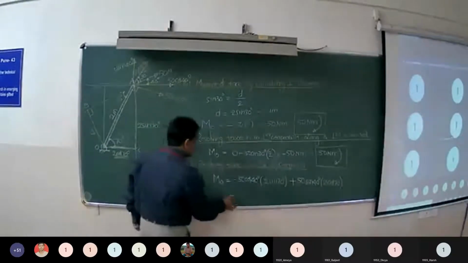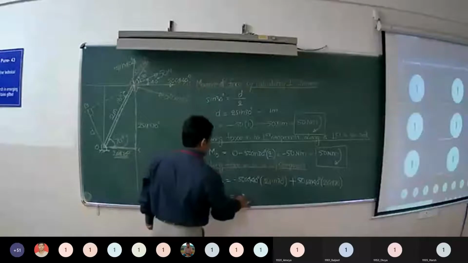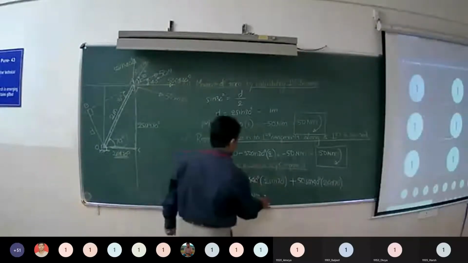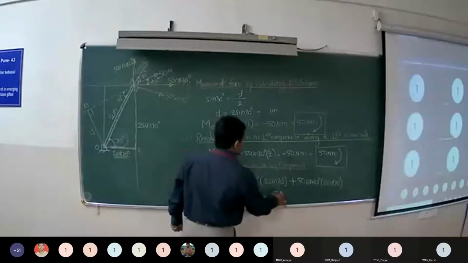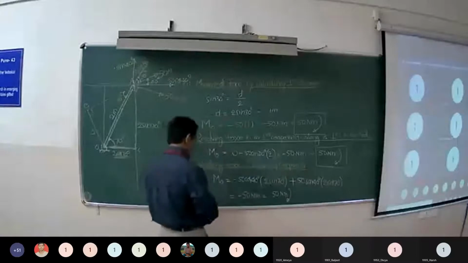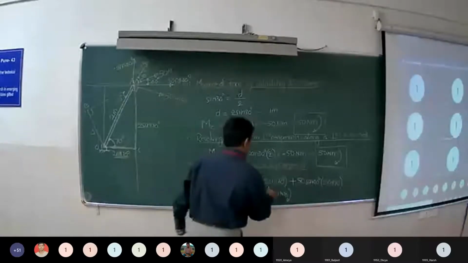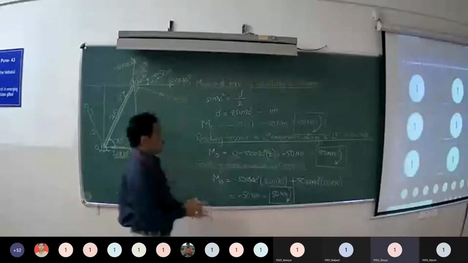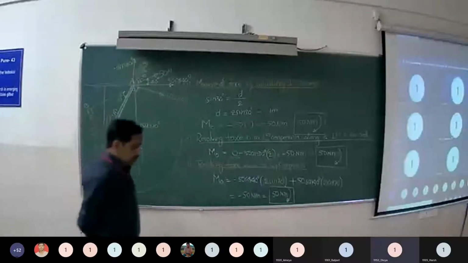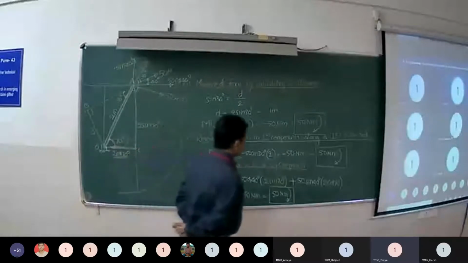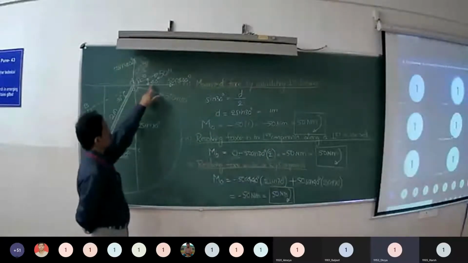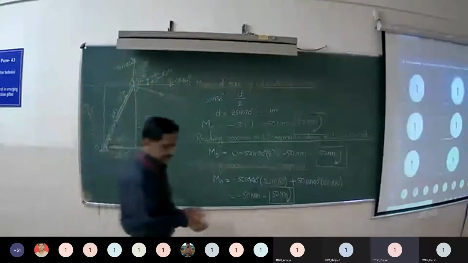By solving this, you will find that it is again minus 50. So it is 50 Newton meter clockwise. Sir, and if it is 0... Yes, I'm asking about the angle which consists of the 40 degree. I was not able to see that last one. 40. Yes, about that.